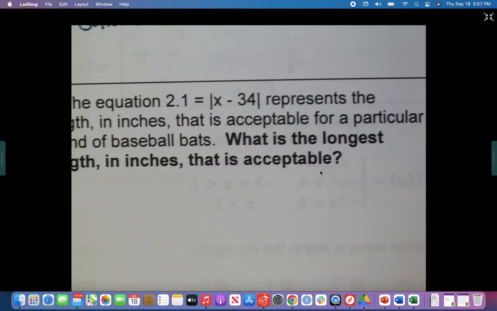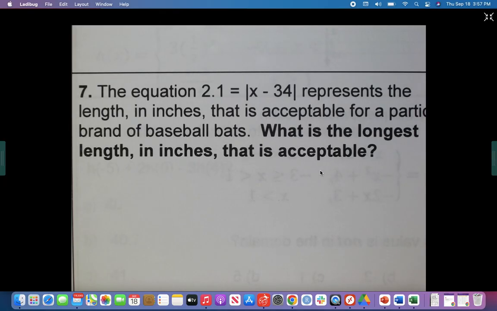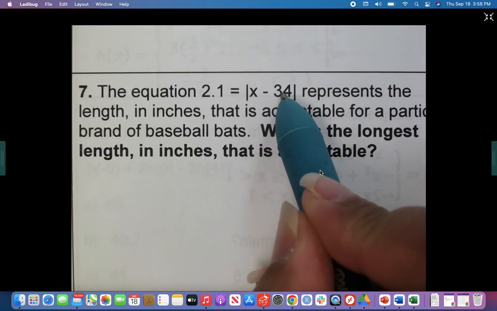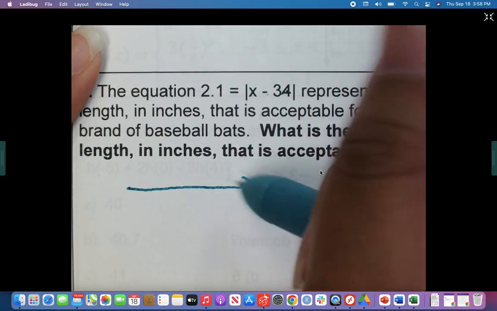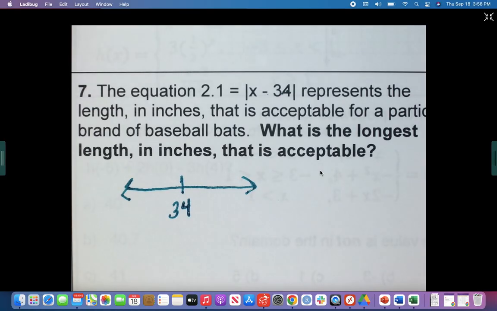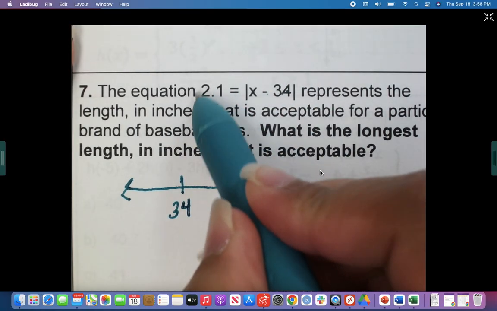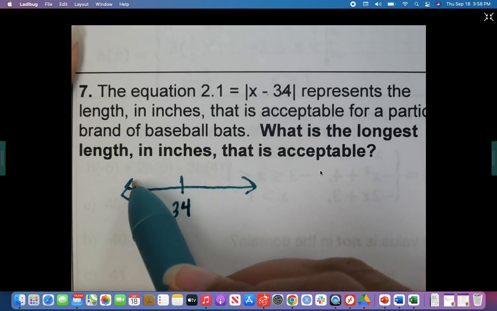Number 7, so the equation 2.1 equals the absolute value of x minus 34 represents the length in inches that is acceptable for a particular brand of baseball bats. What is the longest length in inches that is acceptable? So remember, if we're talking about word problems, x minus 34, so remember it's always x minus the goal. So remember that means the goal is 34. So I'm going to put that in the middle. So that's what it's supposed to be. This number on the end is your margin of error. So that's how much above and below the goal it's allowed to be.